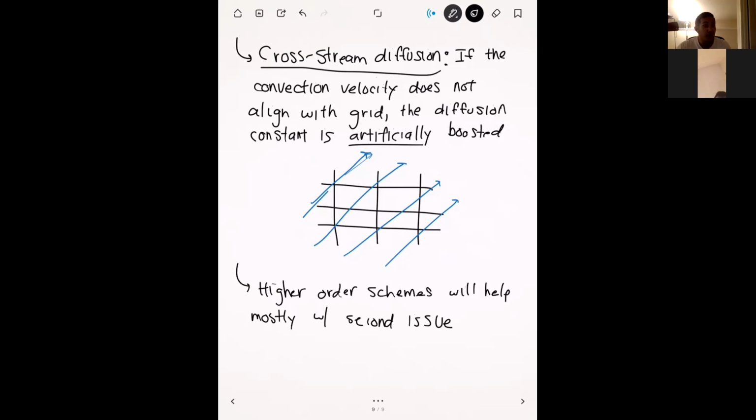And so this is a really big issue, especially if you're running a very large simulation that's going to take place over a long time. You don't want to keep accumulating this kind of diffusion because it's going to really mess up your results. When we use higher order schemes, we're going to mostly get rid of this, and we're going to see why.